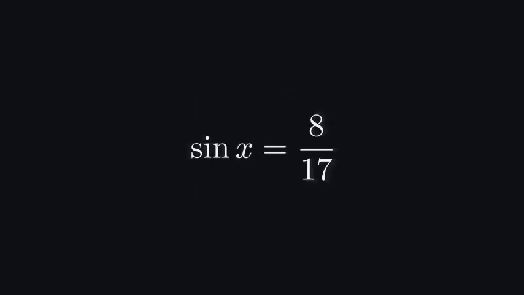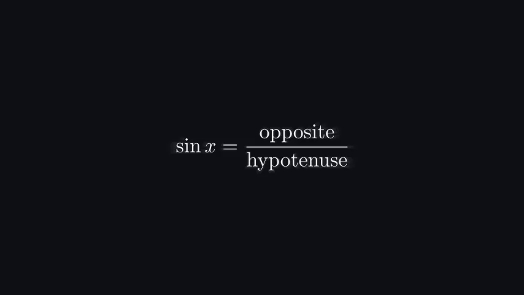We are given the sine of x. Remember, in a right-angled triangle, sine is opposite over hypotenuse. So if sin of x equals 8 over 17, then the opposite side is 8, and the hypotenuse is 17. Sin of x equals opposite over hypotenuse.